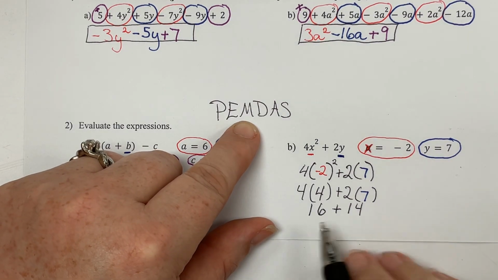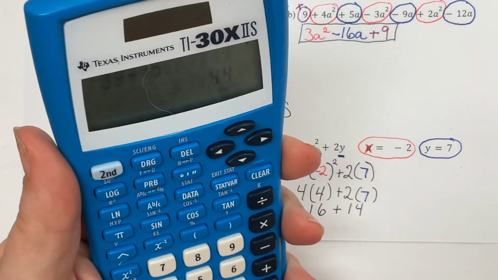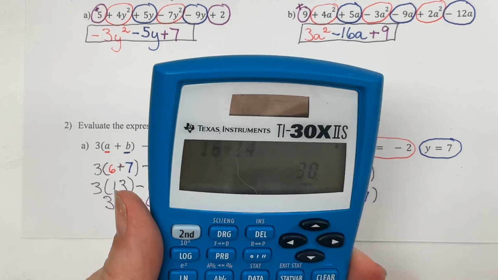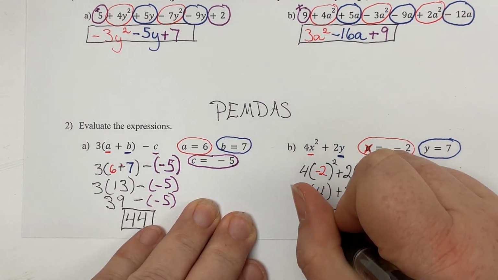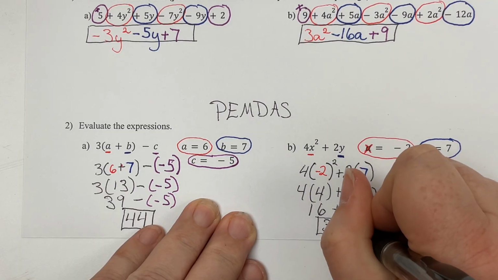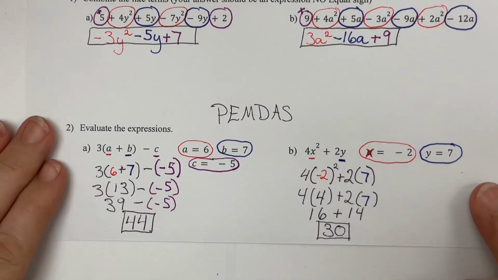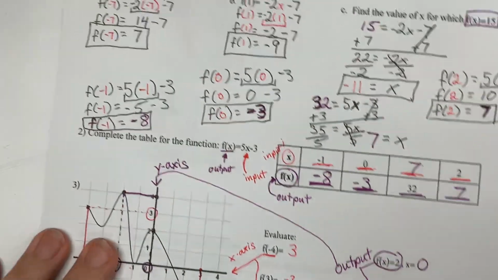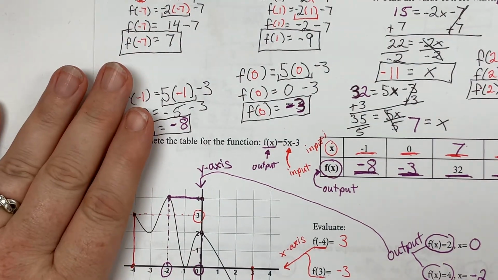There we go. Now we just have 16 plus 14. I could do that by hand, but I have a calculator, so I'm just going to use it. 16 plus 14 is 30. There we go. Hey guys, we finished. We did a good job. If you have any questions, Miss M and I are here to help you. Good luck tomorrow.